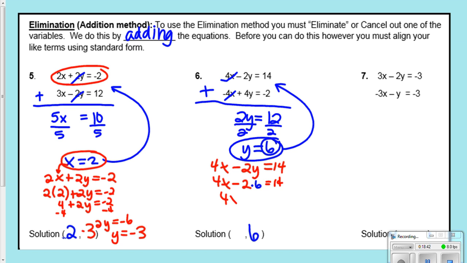So 4x minus 12 equals 14. I'm going to add 12 to both sides. So 4x equals 26. Hopefully I didn't do something wrong here. Divide by 4, and x equals 6.5. Again, if that was supposed to come out evenly, sorry about that. But let's pretend maybe it really was supposed to be a decimal. So 6.5 would then be our x.